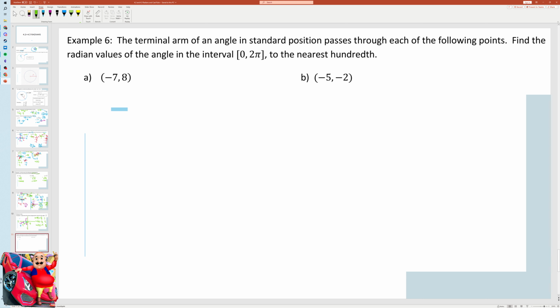Last example, A and B. Let's go. The terminal arm of an angle in standard position passes through each of the following points. Determine the radian values of the angle to the nearest hundredth, so 2 decimal places. Right, let's draw a quick sketch of what this looks like. We are given this location is negative 7, 8, so about there. We always need to see a right angle triangle with these sorts of things, so let's label it. We have 7 out here, we have 8 out here. We want to know what this theta is.